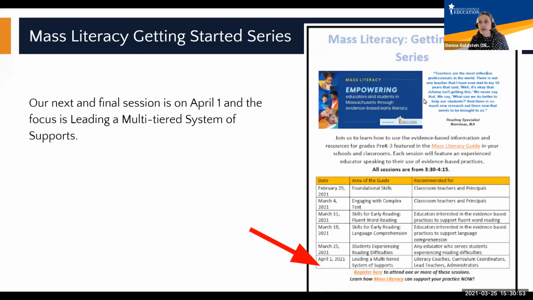Mass Literacy Getting Started is a 6-part series to support users in accessing specific areas of the Mass Literacy Guide. Today is our 5th session. Each session features experienced educators speaking directly to their use of evidence-based practices and connecting this work to the Mass Literacy Guide. Today's focus area is around students experiencing reading difficulties. Our final session, being held Thursday, April 1st, is focused on leading a multi-tiered system of support.